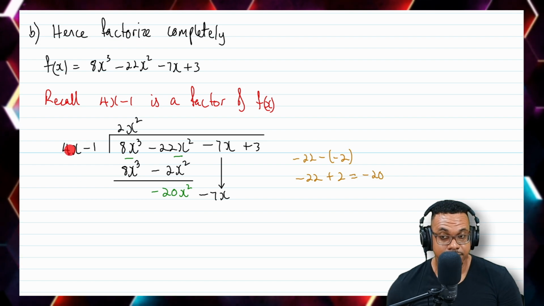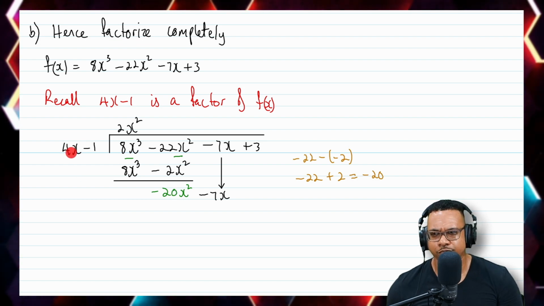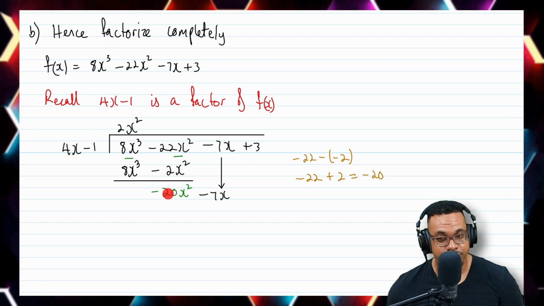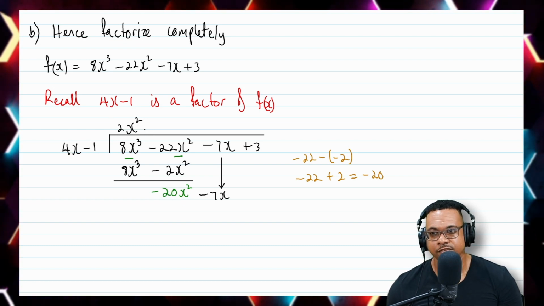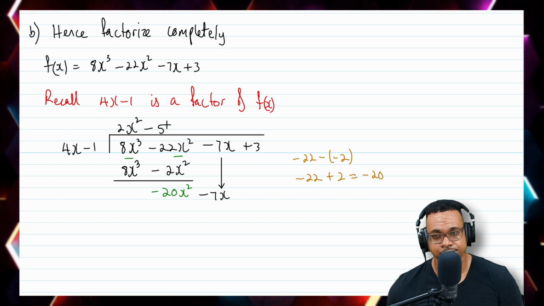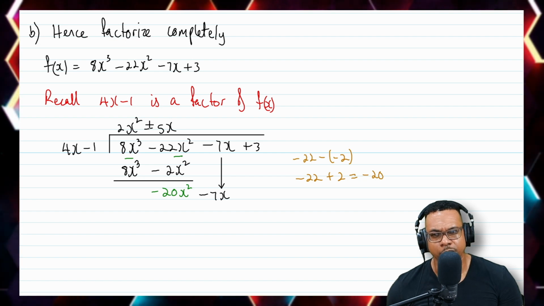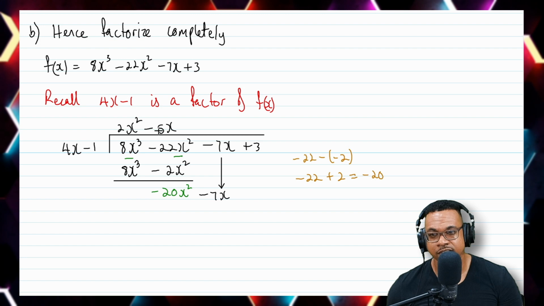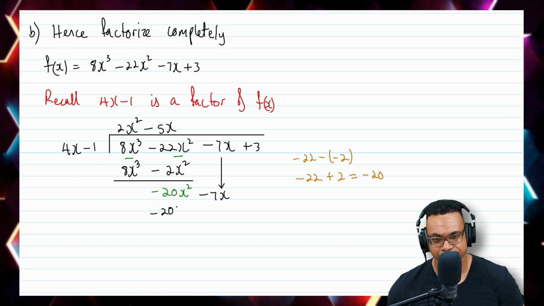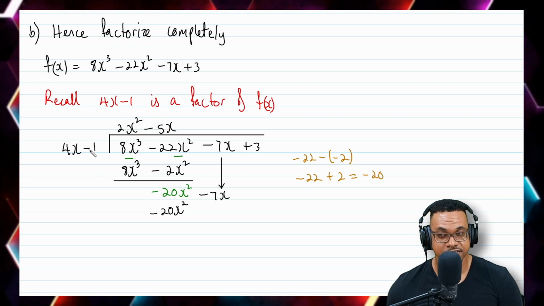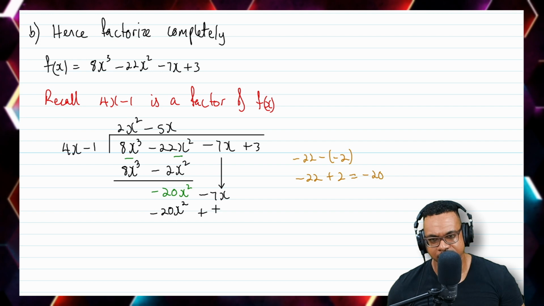And now we're going to see our first term here into our first term here. So 4x into negative 20x squared. So 4 into negative 20 will give us negative 5. So that's negative 5. And of course, x into x squared is x. So now I'm going to multiply this negative 5x by our two terms in our divisor, 4x and negative 1. So negative 5x by 4x will give us negative 20x squared. And negative 5x by negative 1 is positive 5x. So I'm going to get positive 5x here.